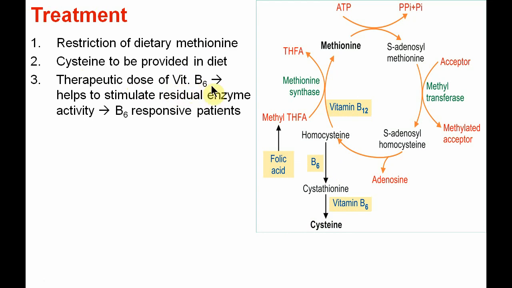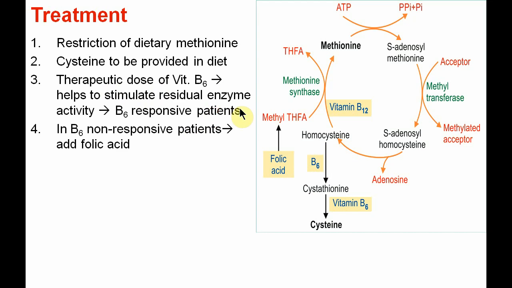A therapeutic dose of vitamin B6 helps to stimulate the residual enzyme activity, and thus the patients are also called vitamin B6 responsive patients. Why is a therapeutic dose of vitamin B6 so important here? If you see this reaction, homocysteine conversion to cystathionine requires vitamin B6, that is pyridoxal phosphate, as a cofactor, and there are other types identified where the cystathionine beta synthase residual enzyme activity is still present with affinity for vitamin B6. So there the therapeutic dose of vitamin B6 helps to cure the symptoms.